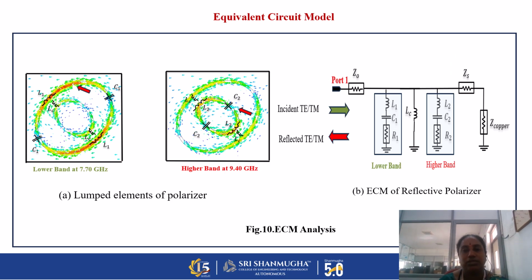And this is the equivalent circuit for the elliptical polarizer. For the C band, this is the circuit design, and for the higher band, that is the X band, this is the ECM model for the elliptical polarizer. The patch element always introduces the inductive element, and the gap between the elements introduces the capacitive elements. So this is the ECM of the elliptical FSS.